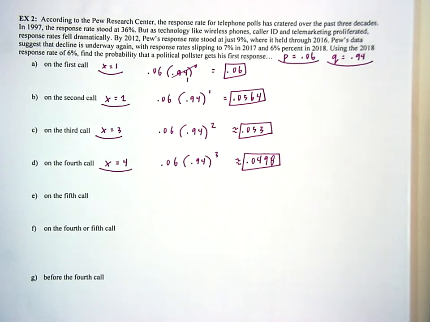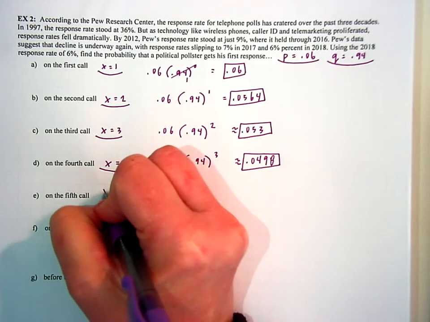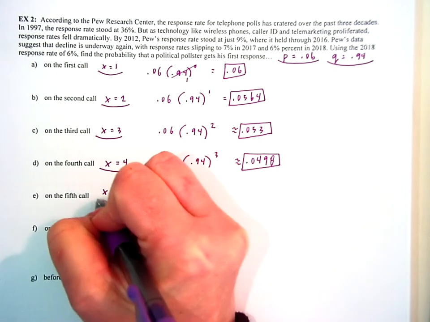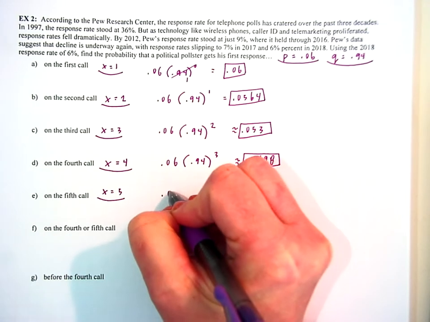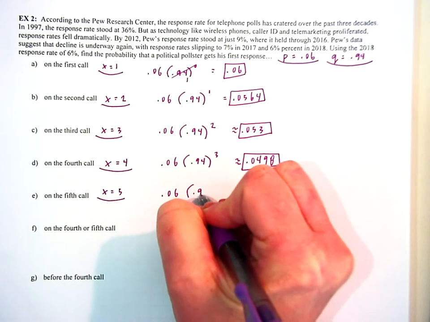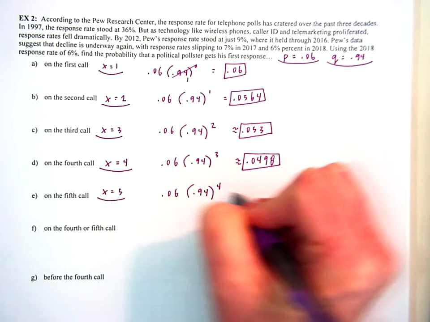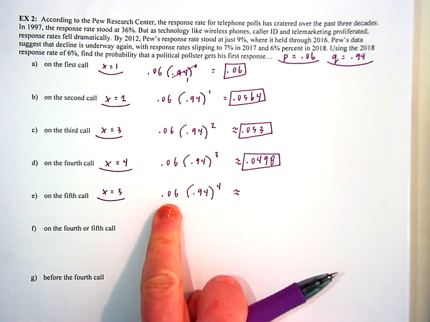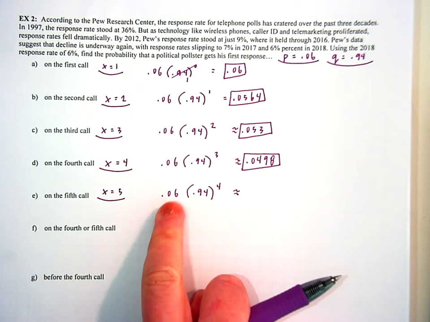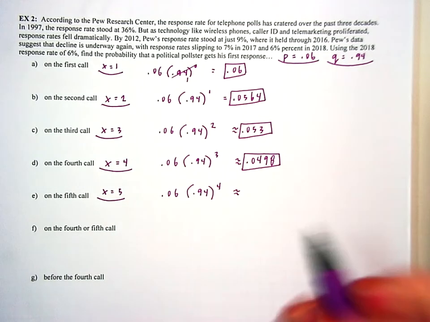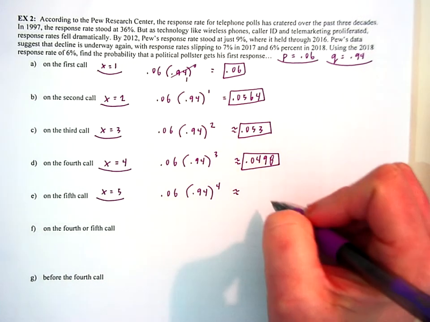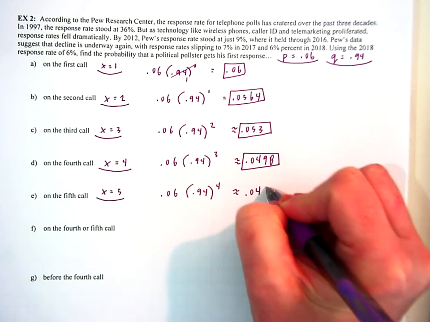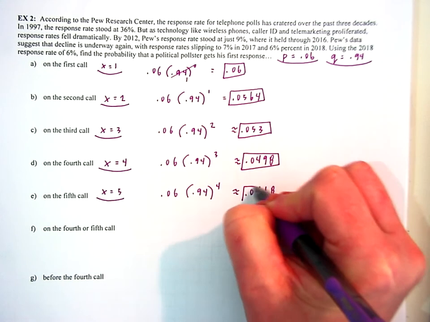Okay, successful on the fifth call, right? X is 5. So 0.06 times 0.94 to the fourth power. Again, I have 4 failures that preceded that success on the fifth try. So here this will get me about 0.0468 right there.